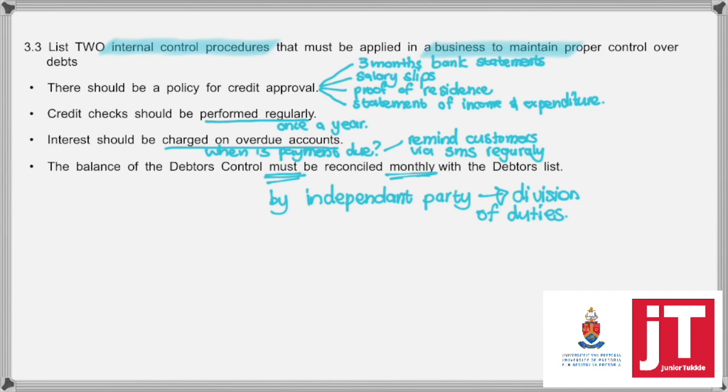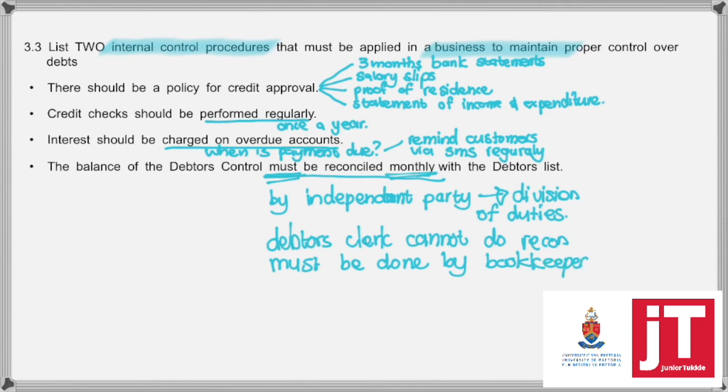And then eventually your debtors control account must be reconciled monthly with your debtors list. And this must be by an independent party. So it must be division of duties. The same person who does the control account cannot be the person who records things in the debtors ledger and cannot be the same person who does the reconciliation. So technically, there should be 3 people involved in this cycle here. And then your debtors clerk cannot do the recon. The recon preferably must be done by the bookkeeper, so that it's an independent party to do the reconciliation, to pick up any mistakes, errors, or even a possibility of fraud or theft.